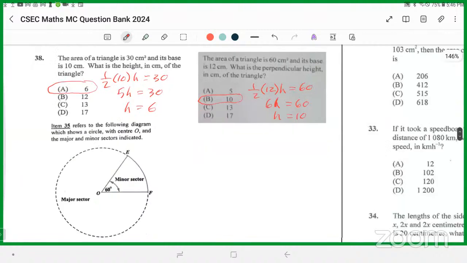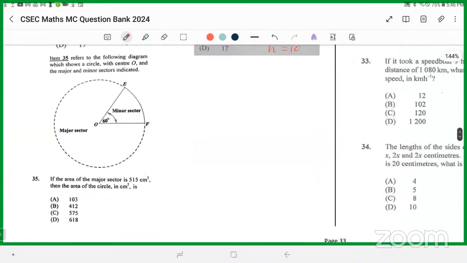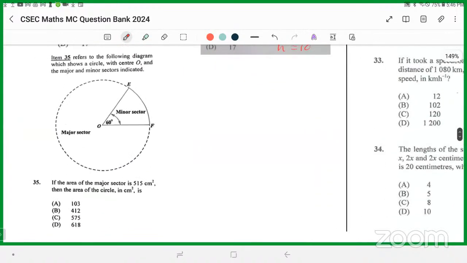Moving right along. This question says, if the area of the major sector, that's over here now, is 515, then what is the area of the circle? So this major sector angle is going to be 300 degrees. Remember, total angle in there is 360. And they're telling us that that area, which is a fraction of a whole circle, is 515.